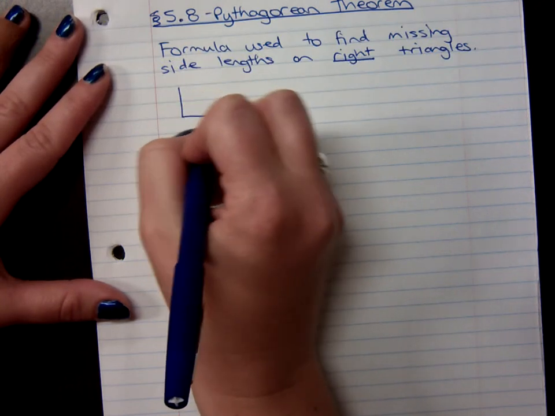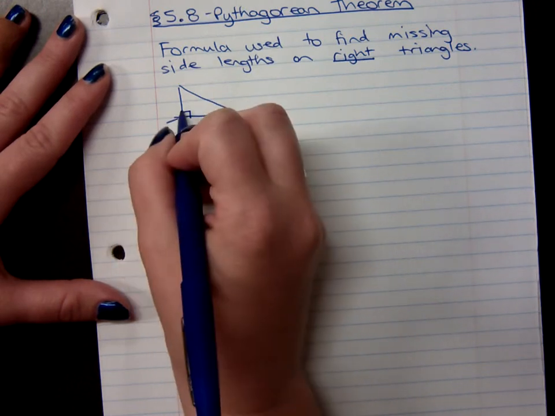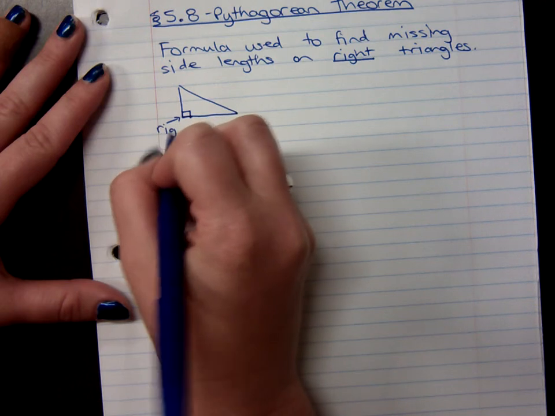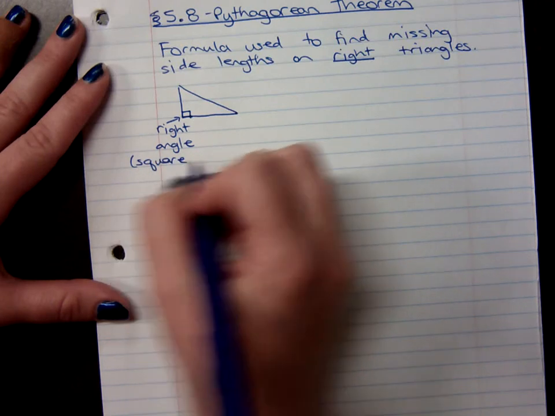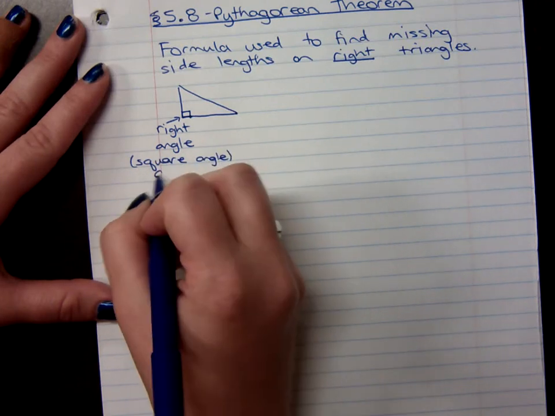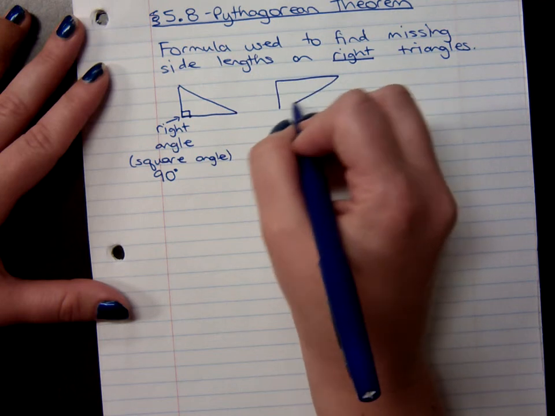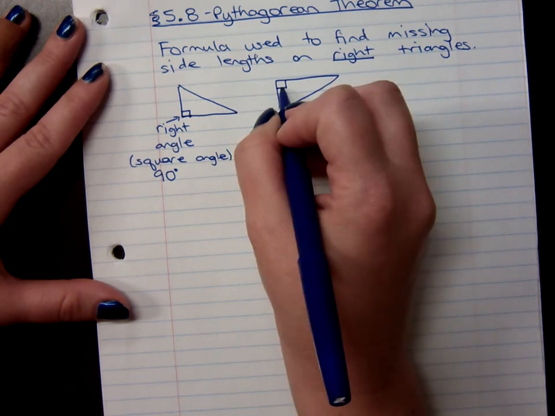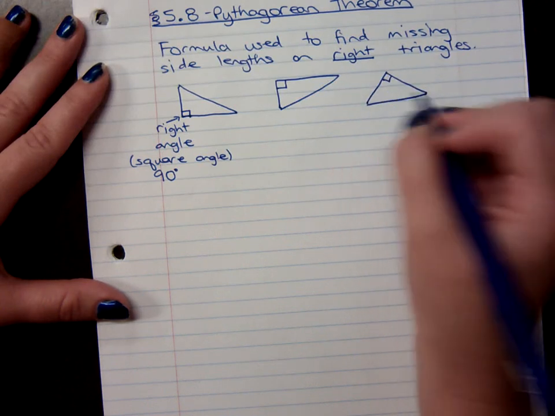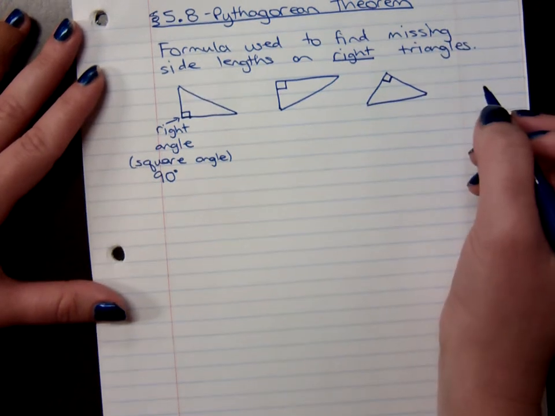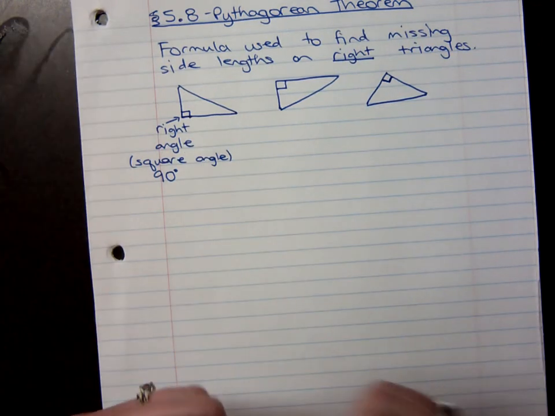A right triangle is one that has what's called a right angle. That sharp corner is called a right angle. It's also sometimes called a square angle, and its measurement is 90 degrees. The triangles can be different directions, but all right triangles have that sharp corner. That's the right angle, and that's what makes it a right triangle. And Pythagorean theorem only works if you've got that corner, if you've got a 90-degree angle.